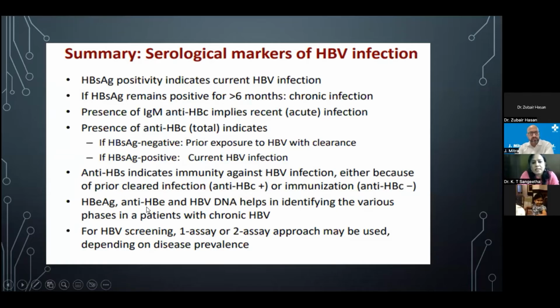HBe antigen, anti-HBe, and HBV DNA help in identifying the various phases in a patient with chronic hepatitis B. And for HBV screening, the one or two assay approach may be used depending on the seroprevalence in your area.